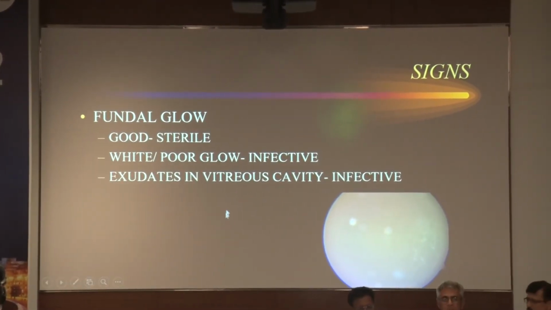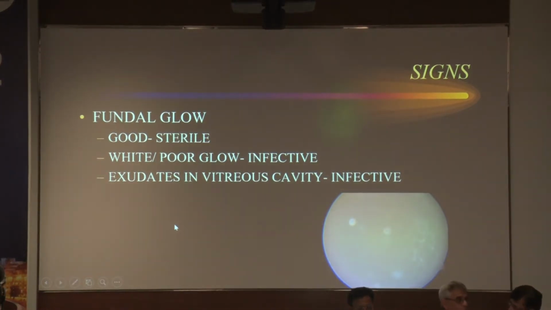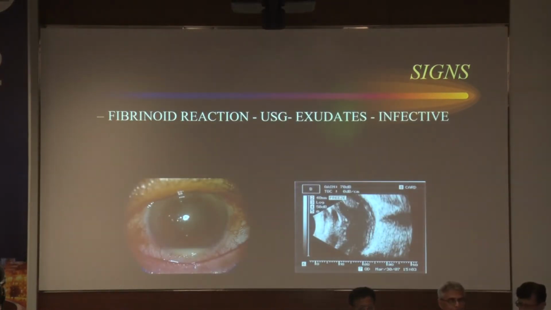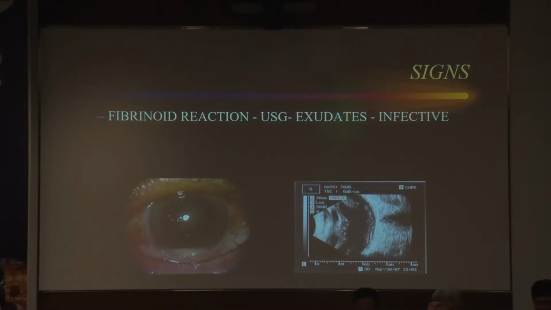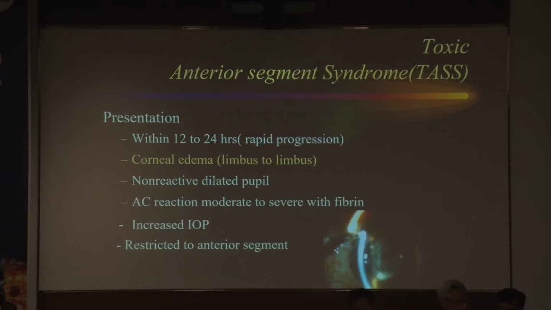In sterile inflammation, the glow is good. Many times, if you are not able to peep into the retina, whether the retina is good or you are not able to see the vitreous, then you will have to do an ultrasound. And if you see exudates like this in the vitreous cavity, the diagnosis is spot on infective.